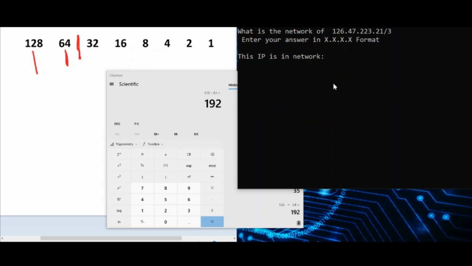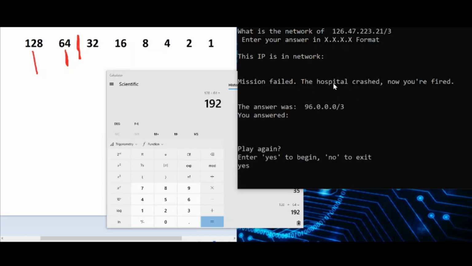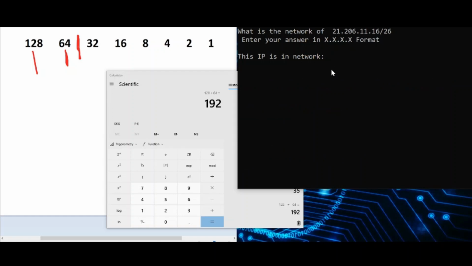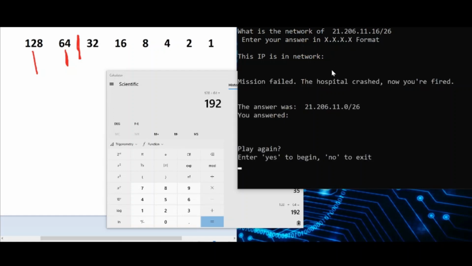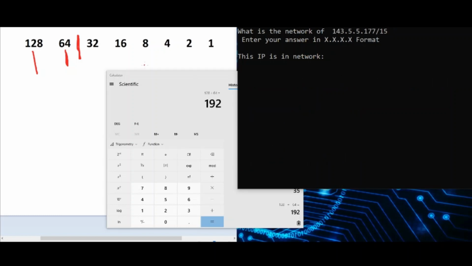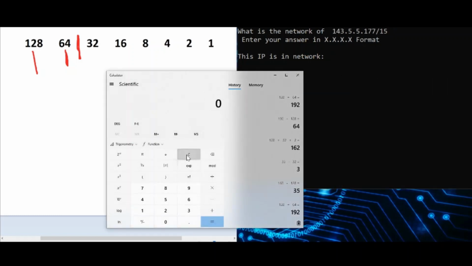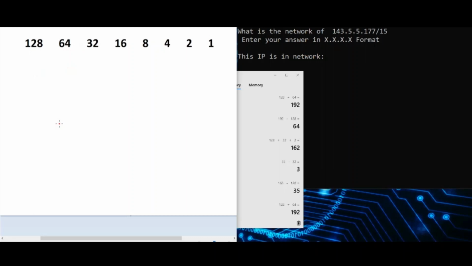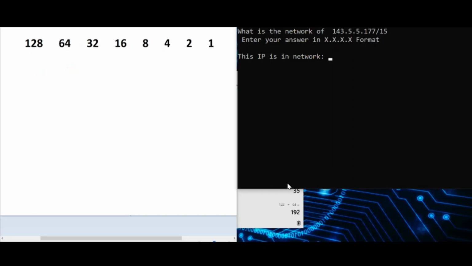A /3, that's a supernetting question, so try again. Another /26. Let's go again. I want to get a different example here. /15. Okay, that's cool. So we'll erase this. And this is live on the spot, as you can see, so this illustrates how quick the method could be. Anyway, because it's a /15, we know we're looking at the second octet here, and we borrowed everything except 1 bit. This is where our line goes.